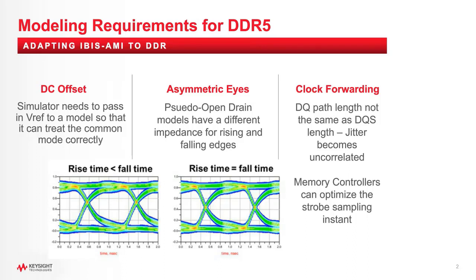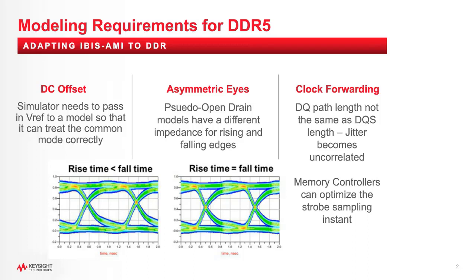The final topic is clock forwarding, and this is interesting because in high-speed serial you have a clock and data recovery circuitry inside the receiver. But in single-ended DDR5 you have an external clock, so the DQS would need to be passed into the IBIS AMI model. And one of the reasons why we present that you need to pass in this additional waveform is that because internally, through the package and then onto the die, the DQ path length is not exactly the same as the DQS length. And so therefore the jitter can become uncorrelated.